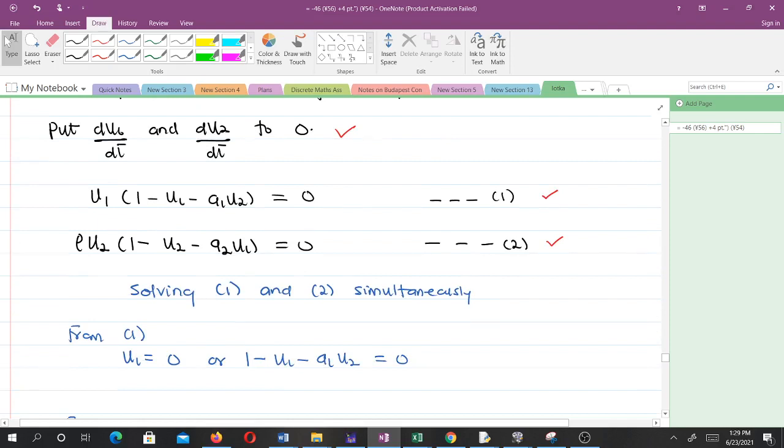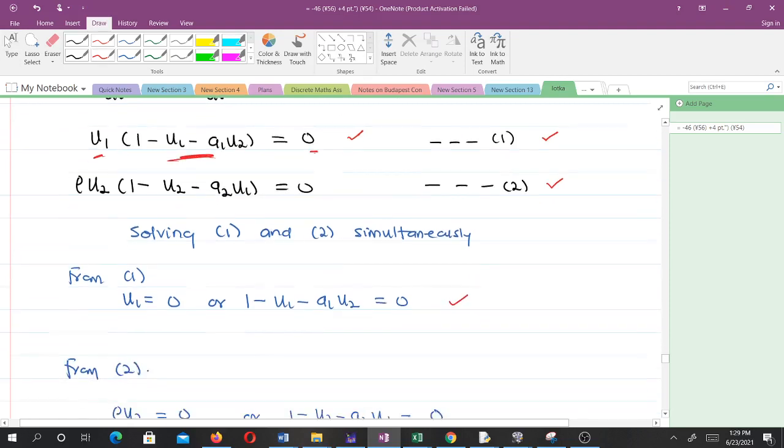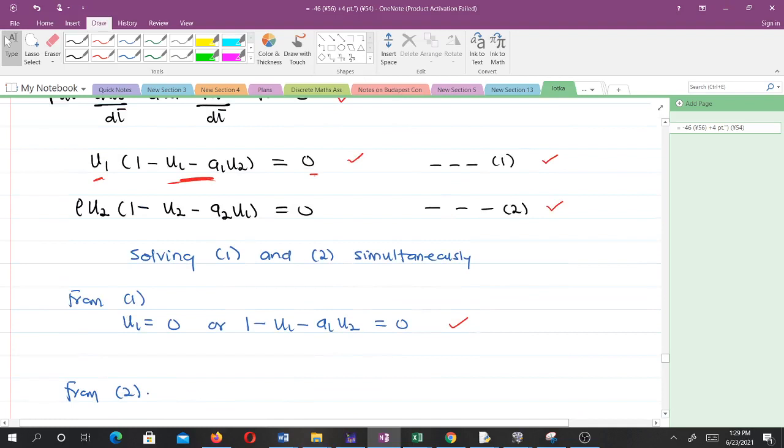And we have to solve equation 1 and equation 2 simultaneously to get values for u1 and values for u2, okay? So from equation 1, we can have u1 equal to 0, or whatever we have here equal to 0. And that's what you can see here. So that means u1 is equal to 0, right? And from equation 2, we can have rho u2 equals 0, or whatever we have here equals 0. And rho u2 equals 0 implies that u2 is 0, because rho is never 0. If rho is 0, that means everything that we have here will be 0.